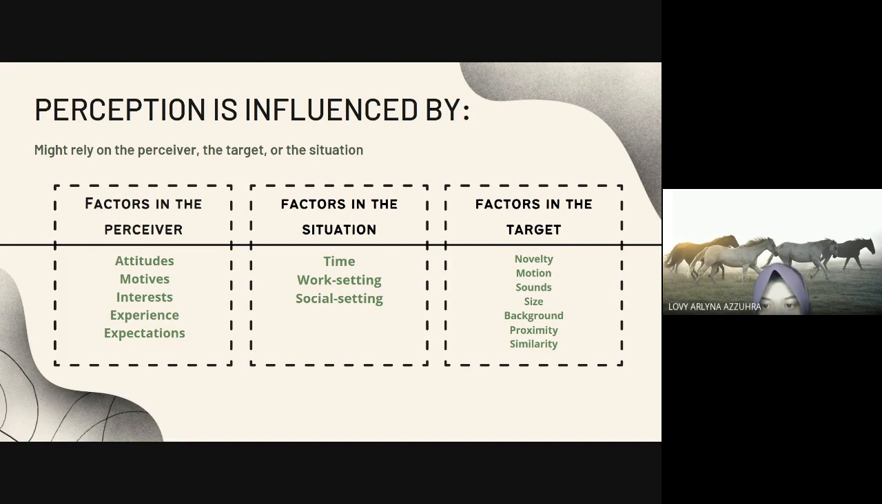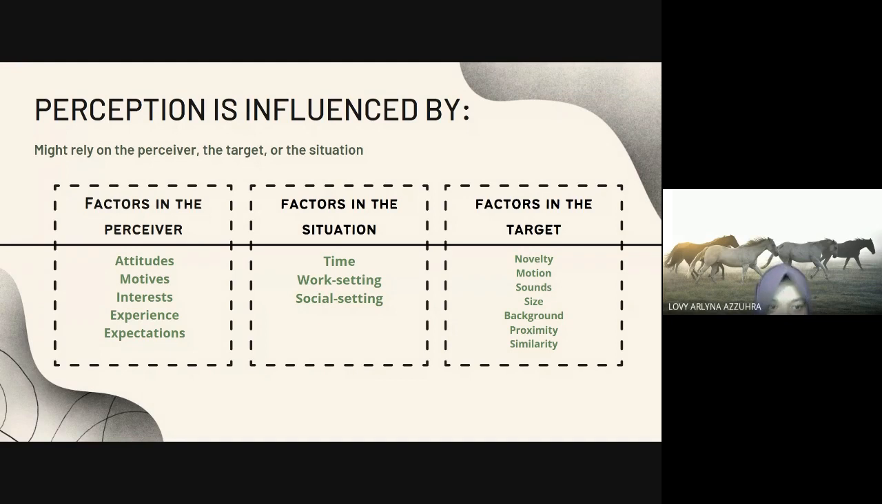And then the next one is the target. The factors that reside in the target are novelty, motion, sounds, size, background, proximity, and similarity. So the characteristics of the targets also affect what we perceive. We don't look at targets in isolation. The relationship of a target to its background influences perception, as does our tendency to group similar things together. For example, when people have criminal records, they are usually prejudged by the workplace, even when it's known that they were wrongly arrested. But sometimes differences can work in our favor, such as when we are drawn to targets that are different from what we expect.